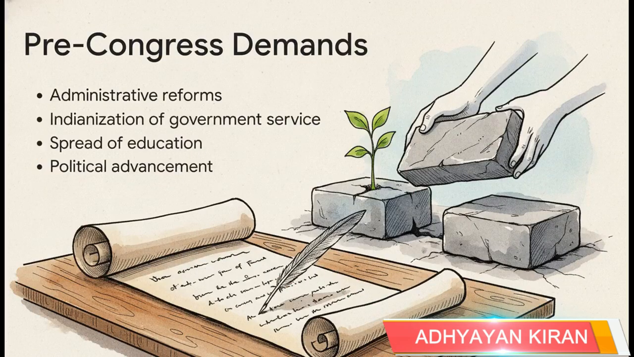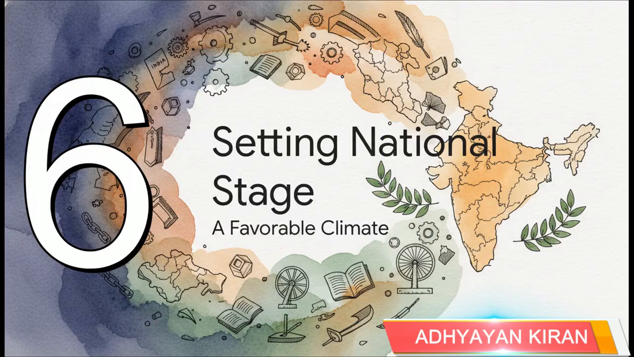Now, you might be wondering, what were these early pre-Congress groups actually demanding? Mostly, they pushed for administrative reforms, the Indianization of government services, better funding for education, and general political advancement. Now, yes, they relied heavily on petitions and polite requests at first, but we definitely shouldn't discount them. They did the heavy lifting, laying the vital groundwork, waking up the public consciousness, and educating people on their political rights.